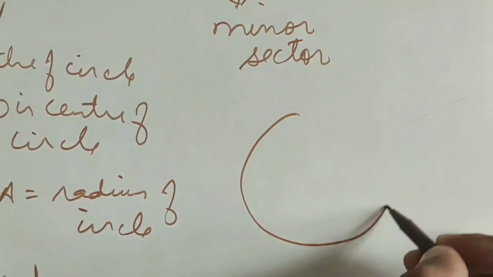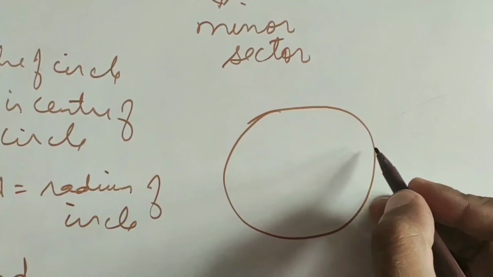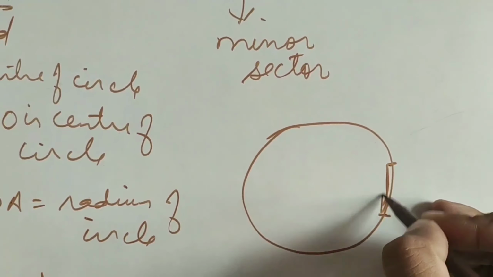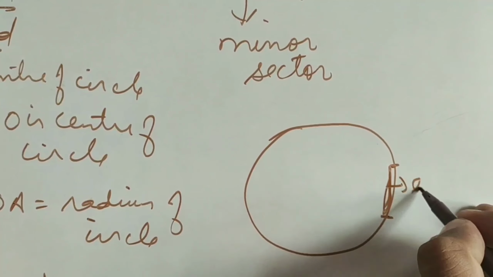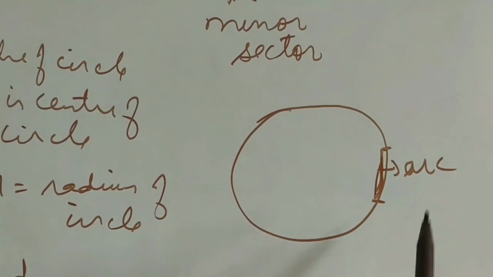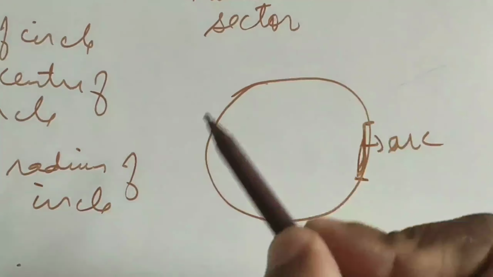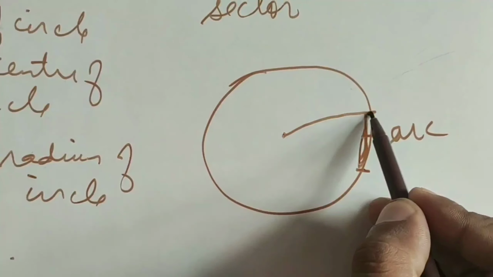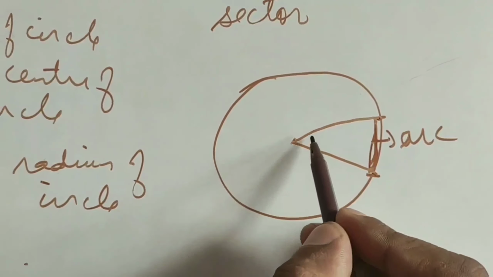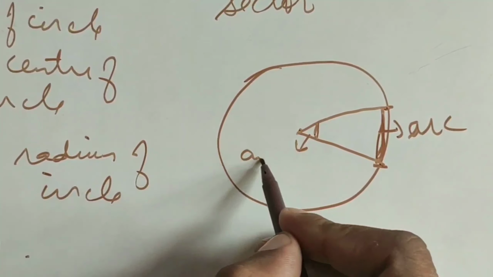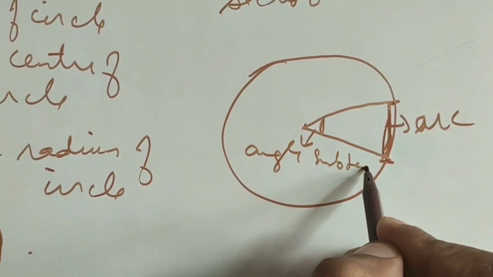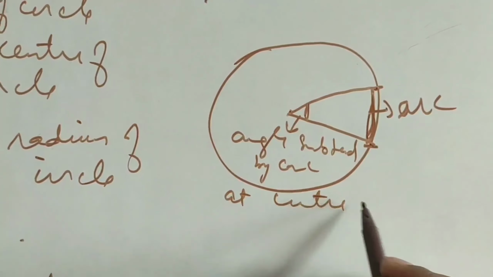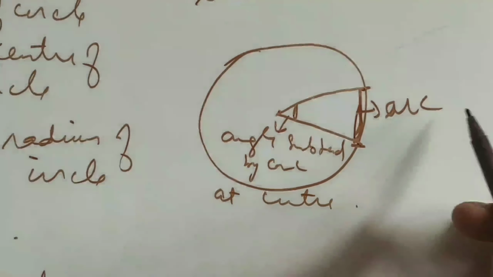One more thing is the arc. Suppose any 2 points, this part represents an arc. You can also say that this is a complete arc. Suppose this is the point O. If we join these 2 end points of the arc to the center, then this is the angle subtended by the arc at the center. This part is the arc.